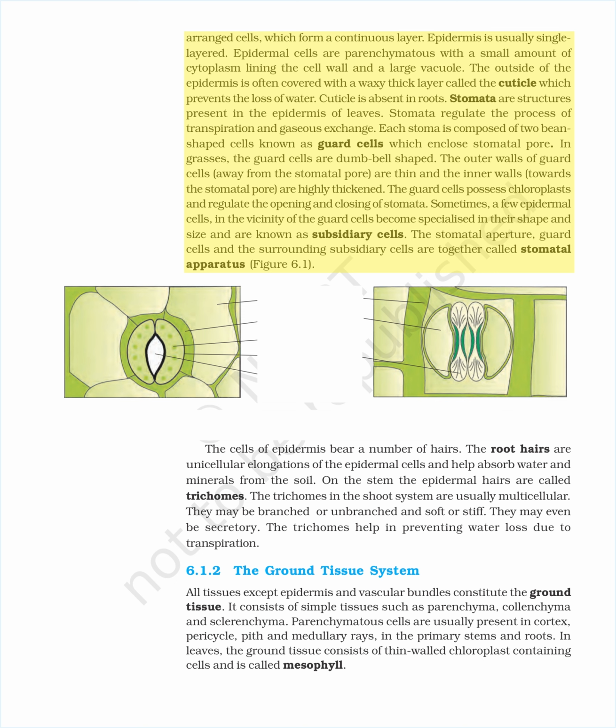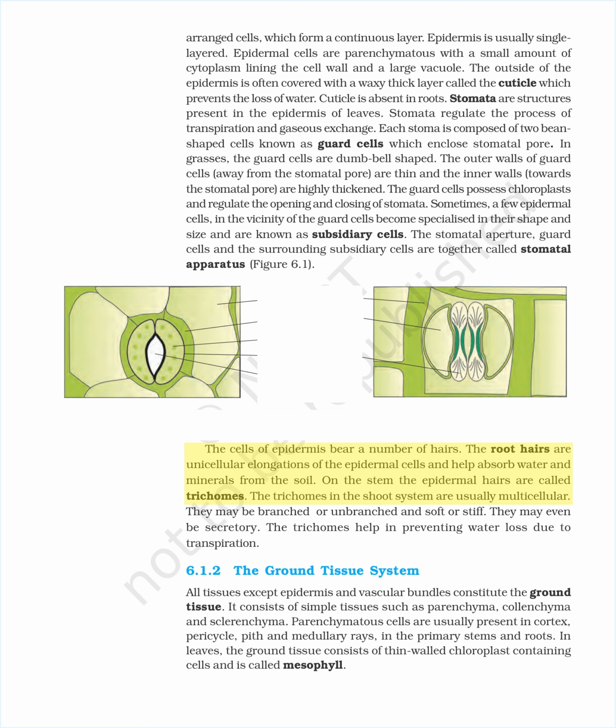Sometimes, a few epidermal cells, in the vicinity of the guard cells, become specialized in their shape and size and are known as subsidiary cells. The stomatal aperture, guard cells, and the surrounding subsidiary cells are together called the stomatal apparatus, figure 6.1.